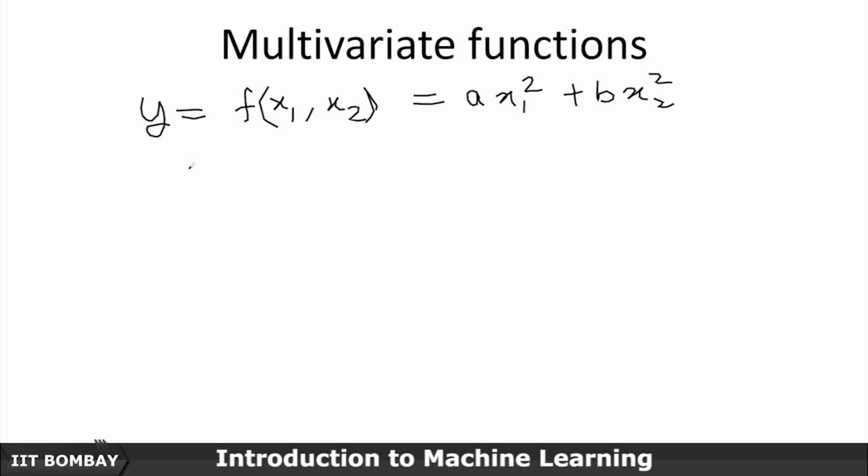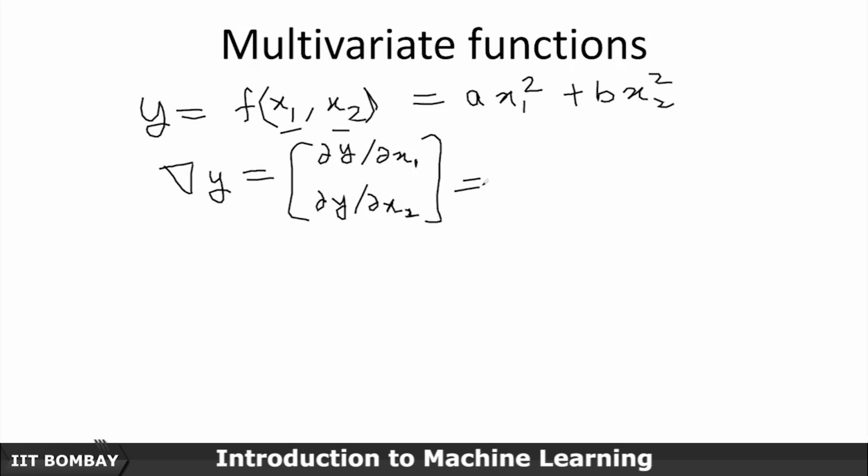So, now instead of derivative, we will define something called the gradient of y. So, the gradient of y is a vector and the dimension of the vector is the number of variables that you have in the function. So, this is going to be the partial derivative of y with respect to x1 and the partial derivative of y with respect to x2. So, what is this going to be? This is going to be 2a x1 and 2a x2.